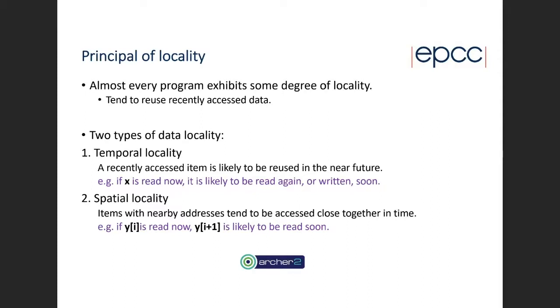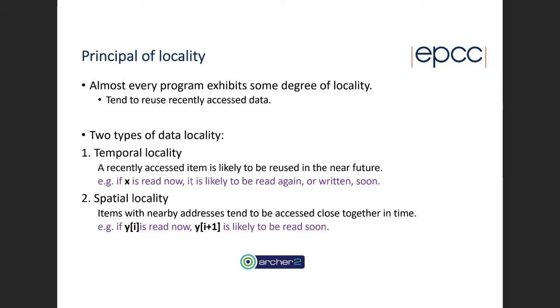Okay, so a bit of theory or terminology, if you like, here. It's just the principle of locality. Almost every program exhibits some degree of locality, a tendency to reuse recently accessed data. And this comes in two forms. The first of these is locality in time, or temporal locality.